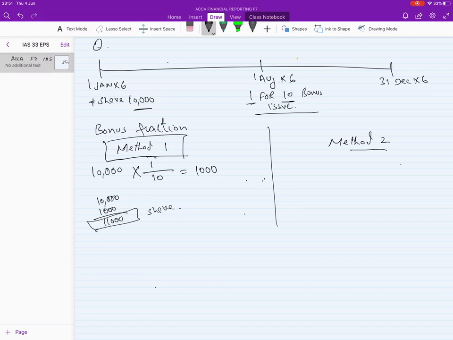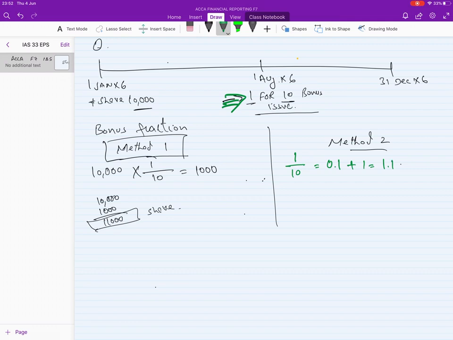The method 2 is more feasible and more quick. It means you will get one share against 10, or whoever has 10 shares will get 1. What is the percentage? 0.1. Just add 1 on top of it. 1.1. Just add 1 on top of it.